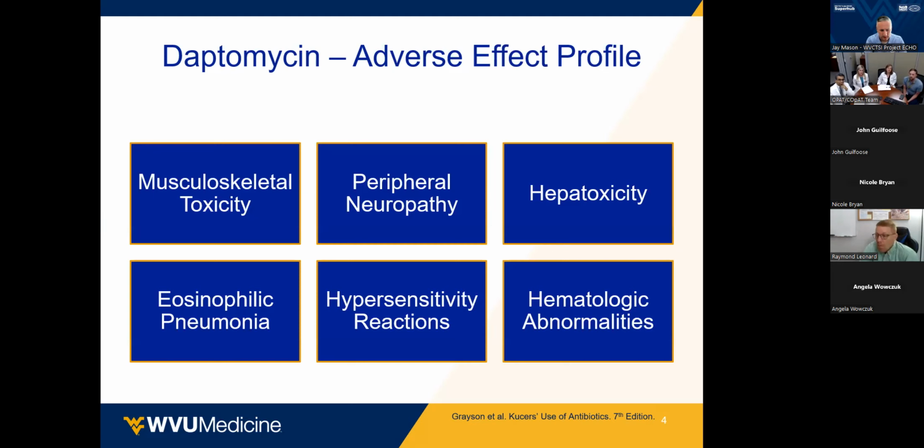Daptomycin has a number of adverse effects that have been described in literature and clinical trials since it came on the market. One of those involves musculoskeletal toxicity, or, as we also saw earlier today, asymptomatic CK elevation. Peripheral neuropathy and hepatotoxicity have also been described. A more concerning but quite rare adverse event is the development of eosinophilic pneumonia, which would have us concerned with resuming or attempting to administer daptomycin to a patient after this is originally diagnosed. And then hypersensitivity reaction, of course, and occasional hematologic abnormalities.